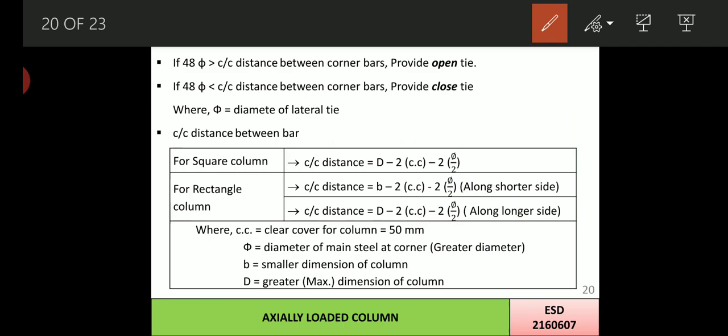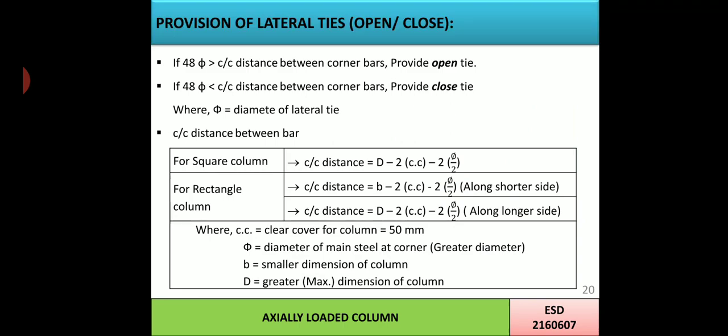column. And same case in case of rectangle column, along the shorter side it is B minus 2 times CC minus 2 times phi by 2, while along the longer side it is D minus 2 times CC minus 2 times phi by 2, where CC, that is clear cover for the column, is usually taken as 50 mm. Phi, that is diameter of the main bar at the corner, B is smaller dimension of column, while D, that is greater dimension of the column.